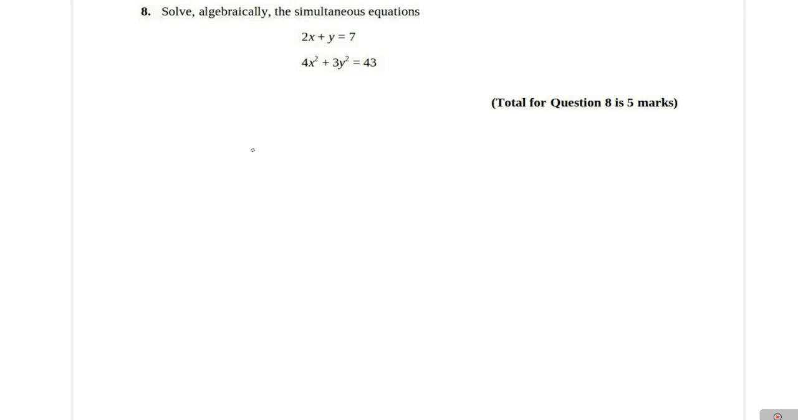Simultaneous equations. One of them, 2x plus y is 7, is going to be the equation of a straight line because we've only got x and y both to the power 1. The other one has an x squared and a y squared, so that's going to be some kind of elliptical shape. Remember, if we solve the simultaneous equations, what we're doing is finding where the line represented by the top equation intersects with the curve represented by the bottom equation.